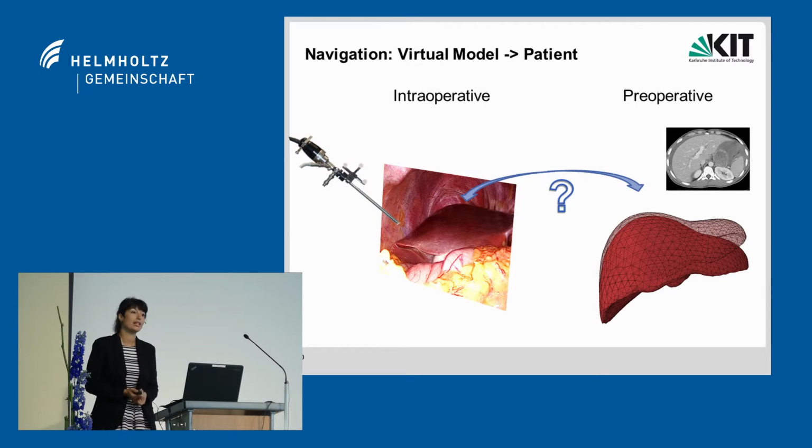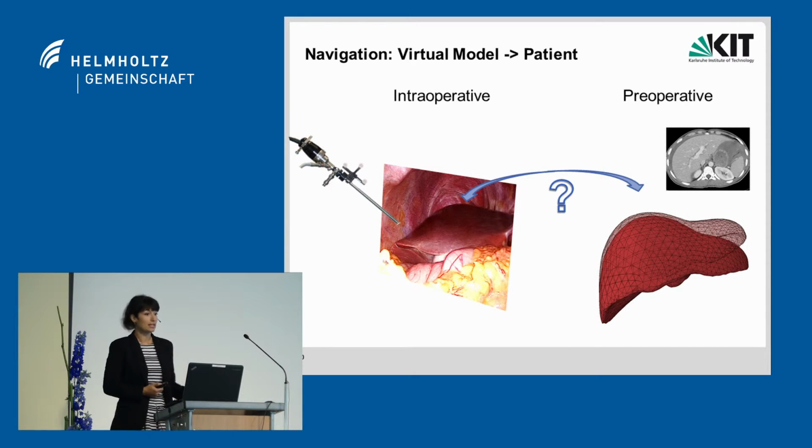But here's the big challenge we face. We have so-called soft tissue deformations. That means that the liver is constantly moving due to breathing, heartbeat, and instrument manipulation. And we need to capture that deformation. We need to have a kind of elastic map.